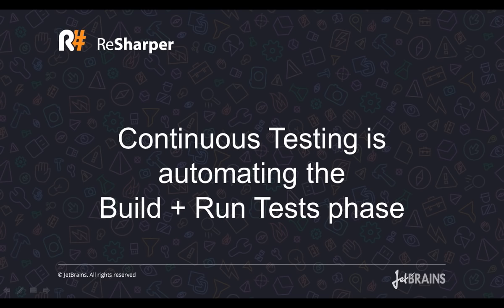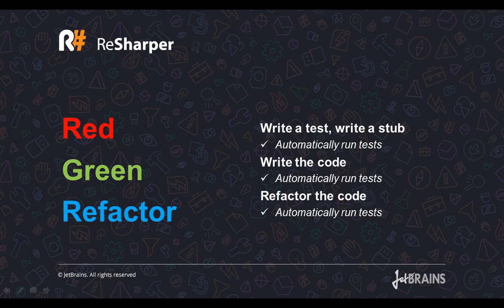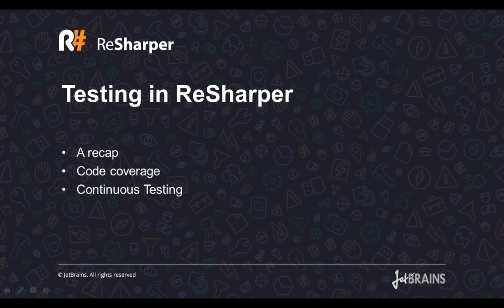So continuous testing in ReSharper and dotCover is all about automating this build and running test phase to make it a lot easier for you to concentrate on just the things you're trying to do. So a red-green refactor cycle now hopefully just becomes writing the test and writing the stub. ReSharper automatically runs the tests. You write the code, ReSharper automatically runs the tests. You refactor everything, make it clean, and again, ReSharper runs the tests, and then you carry on and you write the next bit of functionality. So the idea is just to automate things to try and pull some work away from you and get the feedback going a whole lot quicker.